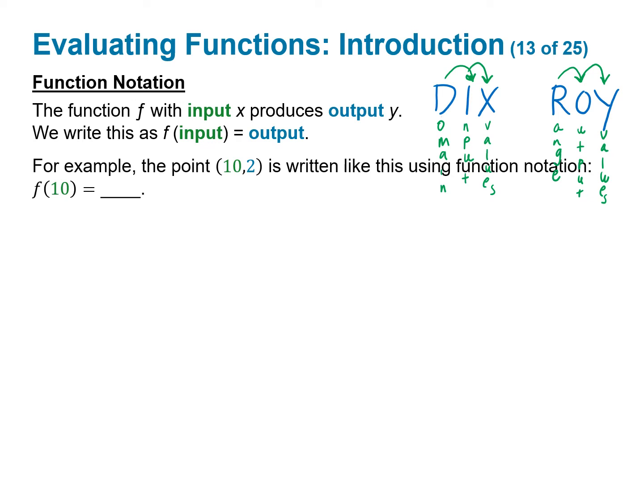So for example, if we have the point (10, 2), then in function notation, we say f of x is y. So we would say f of 10 equals 2. So inside of the function is where we put our x, and that equals y.